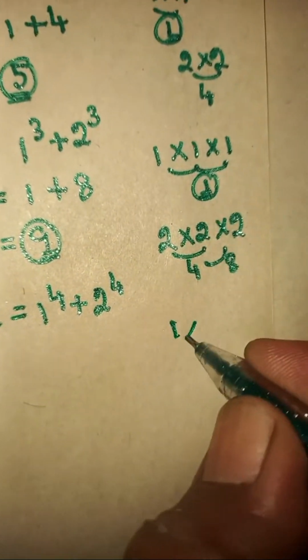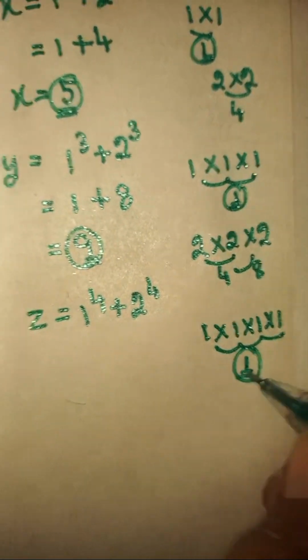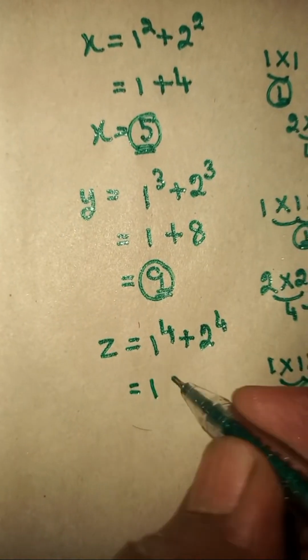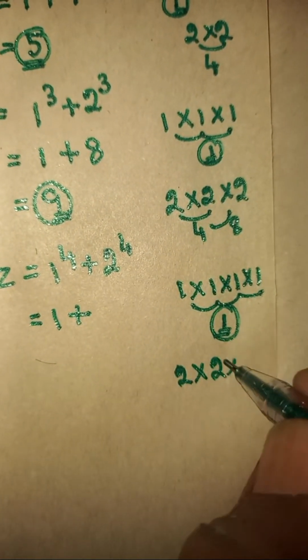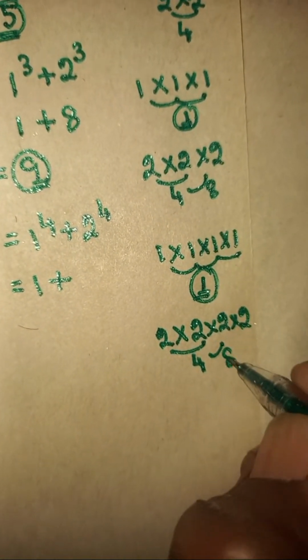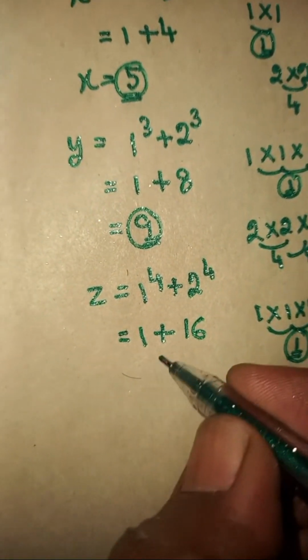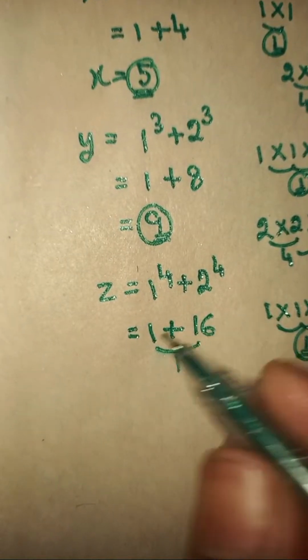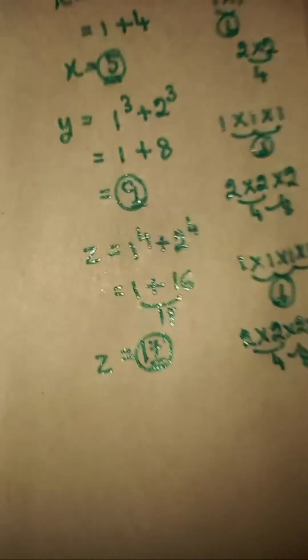Even if you multiply 4 times 1 times 1, after all it becomes 1 itself. So it is 1 plus 2 to the power of 4, which means 2 times 2 times 2 times 2. 2 times 2 is 4, 4 times 2 is 8, 8 times 2 is 16. It becomes 16. 1 plus 16 is 17. So this z value is equal to 17.